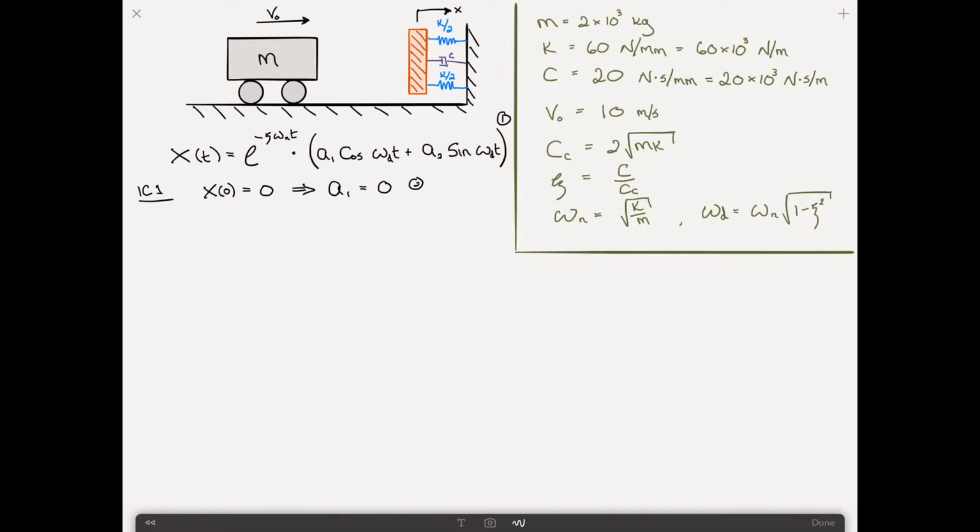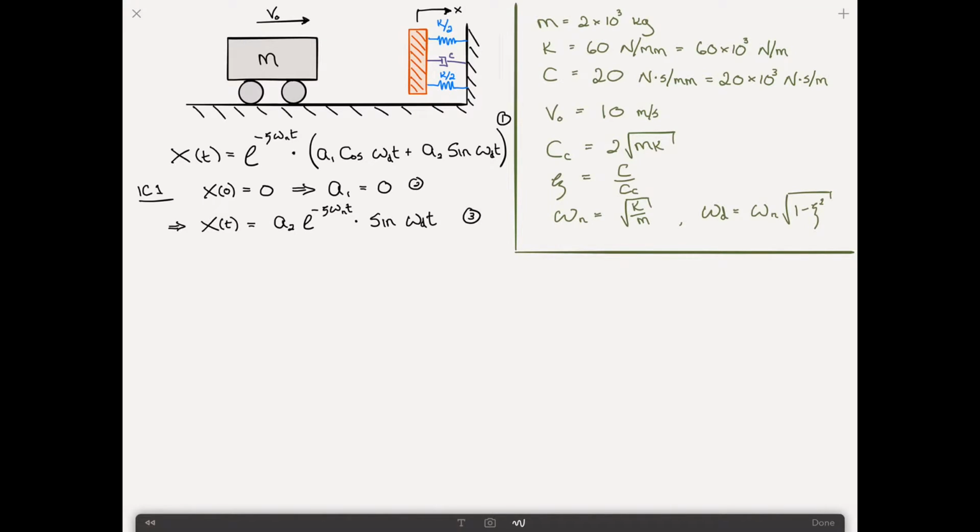And then if we substitute that back into equation 1, this would imply that x of t is equal to a2 e to the minus zeta omega n t times sine omega d t. Call that equation 3.